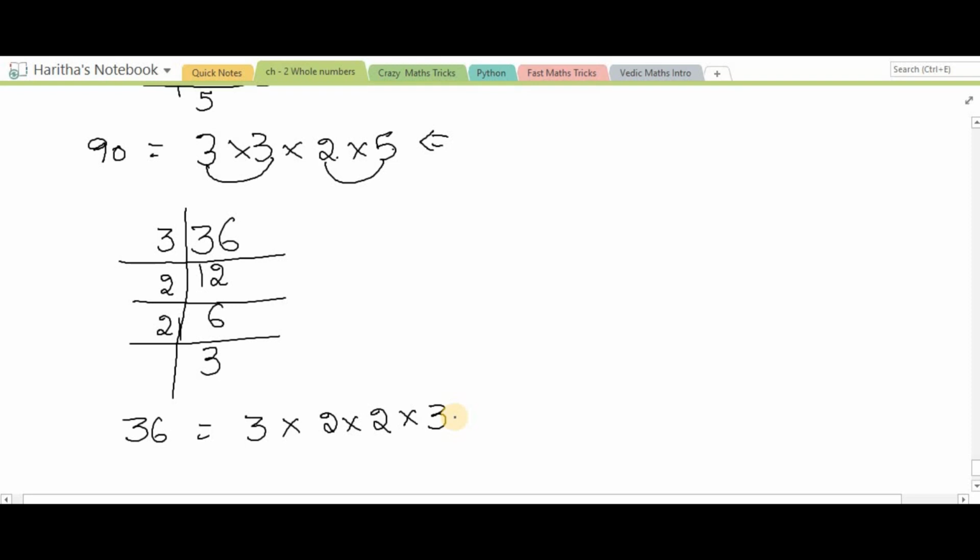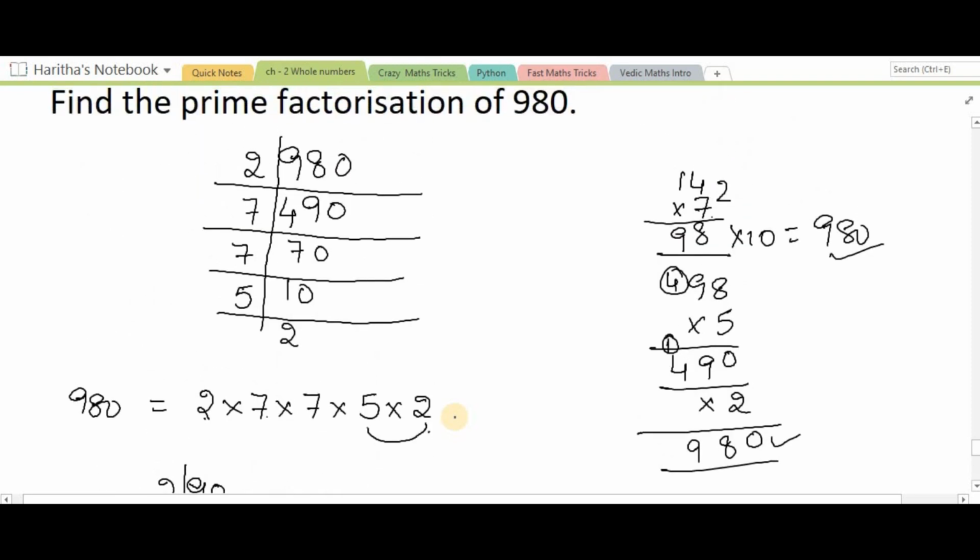This is it friends. So in this class we just learned how to find prime factors for a given number, and we found out that if a number is divisible by another number, then it is also divisible by the factors of that particular number. That's what we learned in this class, right?